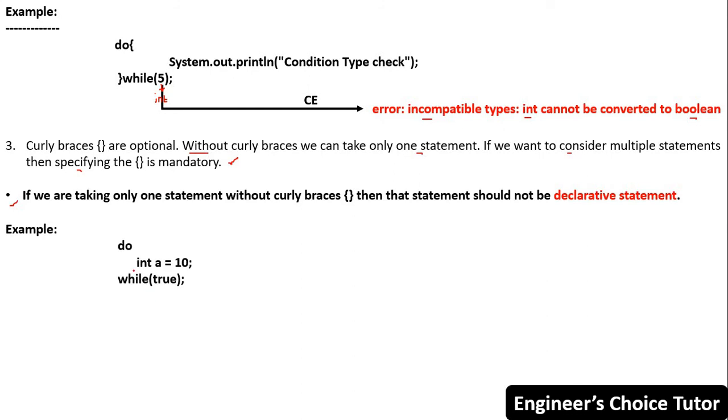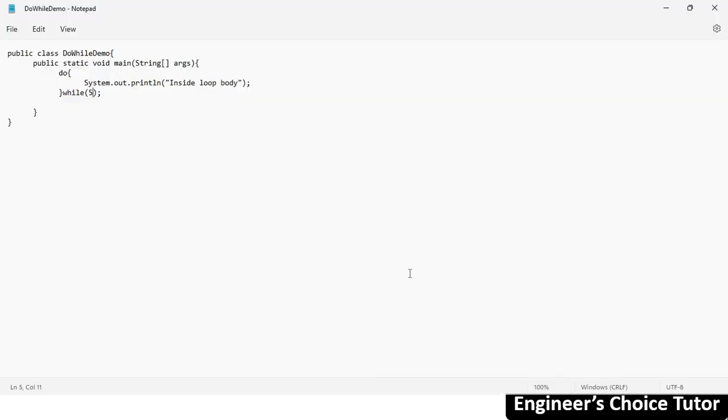So here tell me, I'm not using the curly braces, right? I'm not using curly braces. But see this int a. What type of statement is this? Declarative statement. Because of this reason, you will get the compile time error saying variable declaration not allowed here, boss. Fine. If you want to see this, let me show you right away.